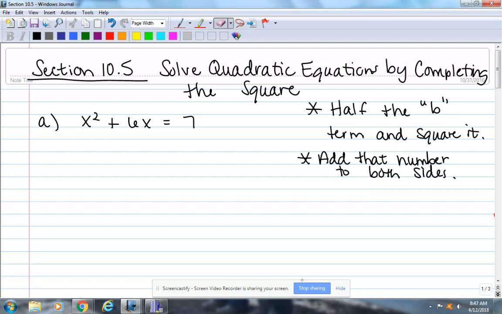Okay, so completing the square is another way to solve a quadratic. So far we solved quadratic equations in Chapter 9 by factoring. And then just a moment ago, we solved quadratic equations by graphing the parabola and looking for the x-intercepts. Okay? So another method of solving a quadratic equation is by doing something called complete the square.